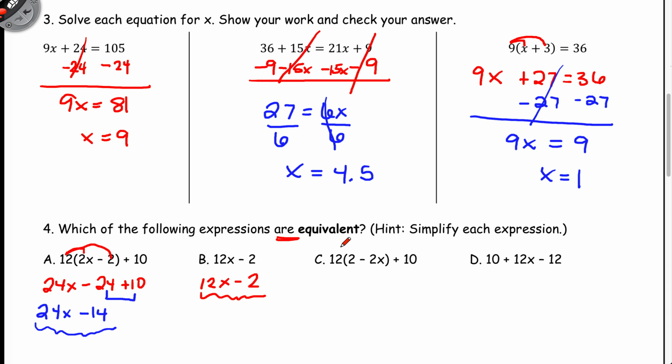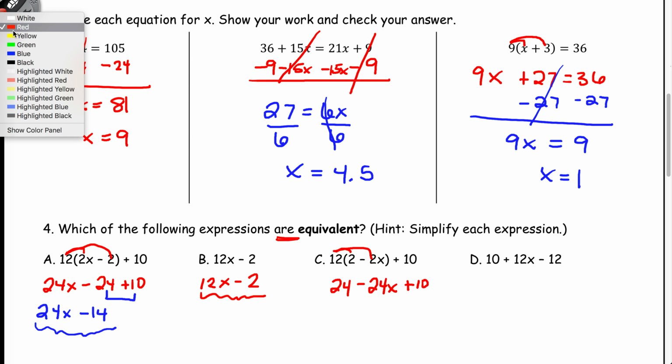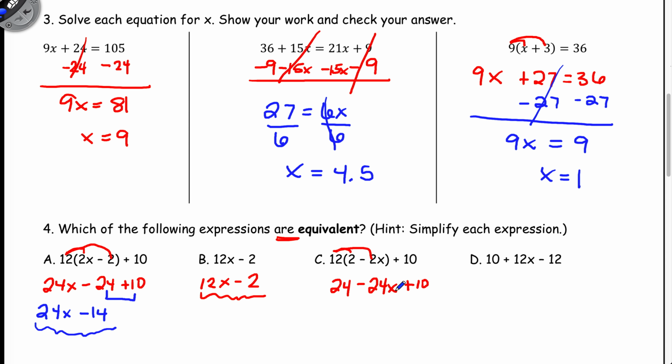All right, C. I have to distribute again. So I have 12 times 2 gives me 24. 12 times negative 2 gives me negative 24, and then bring down that x, plus 10. Again, if you see, the 24x is a loner because it's the only one that has an x, so it's going to come down, but make sure you take that negative with it. Any number in front of the number goes to that number. Now, I do have two numbers here that don't have an x. I can combine those. So that's negative 24 plus 10, which gives me negative 14.